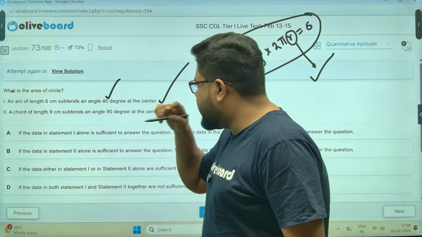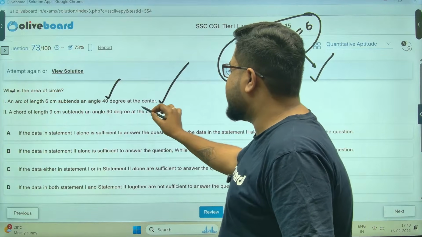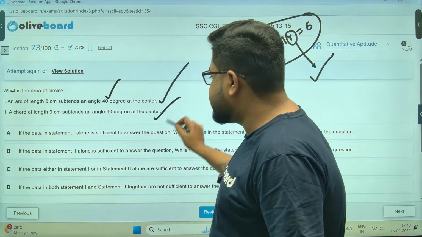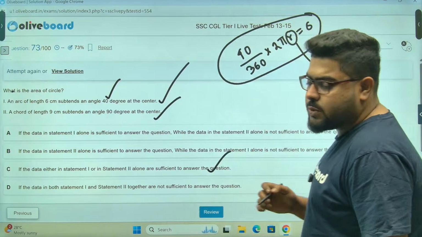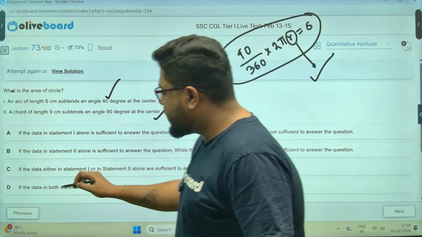Second one, sir, a chord of length 9. Okay, sir, it subtends 90 degrees. Here, sir, this also will give me the answer. So either will be the correct answer, option C. Either will be your correct answer.